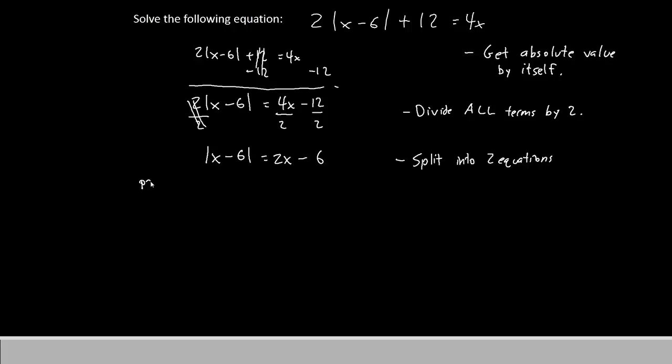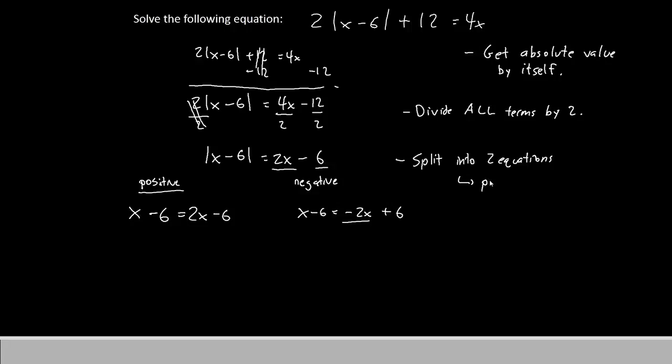We'll have a positive and a negative equation. The positive equation is just exactly the same equation as what's already written: x minus 6 equals 2x minus 6. The negative equation is very close to what we've already written, except we're going to change the signs on everything that is on the right, so that the 2x becomes negative 2x, and the negative 6 becomes positive 6.